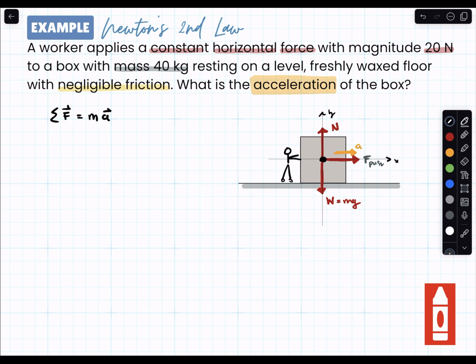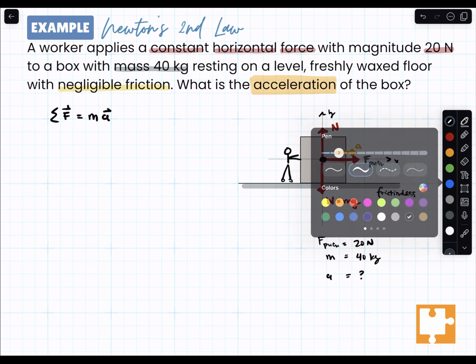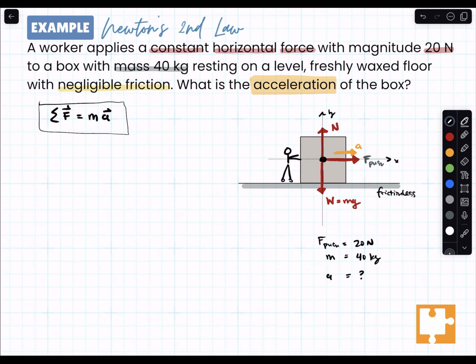We want to write down some of our knowns and unknowns. So we know that our F push, that's going to be 20 newtons. We know that our mass is equal to 40 kilograms, and we can also write that this is frictionless, because that's pretty useful. And we know that we're looking for our acceleration, okay? So now we actually go back to use Newton's second law, right? So this is Newton's second.